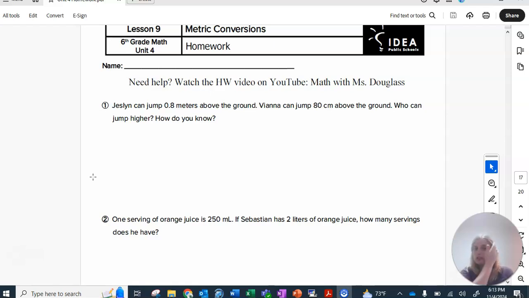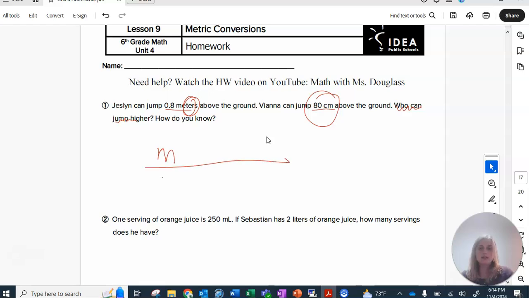So our first problem is Justin can jump 0.8 meters above the ground. Viviana can jump 80 centimeters above the ground. Who can jump higher? That's our question. So we've got 0.8 meters and we've got 80 centimeters. That means I want to convert one of them, doesn't matter which one, into the other type of units so that we're comparing either meters to meters or centimeters to centimeters. Like I said, does not matter which one you choose. I personally think that I'm going to use this 80 centimeters because maybe I don't want to deal with 0.8, but maybe you do. Maybe that looks easier to you.